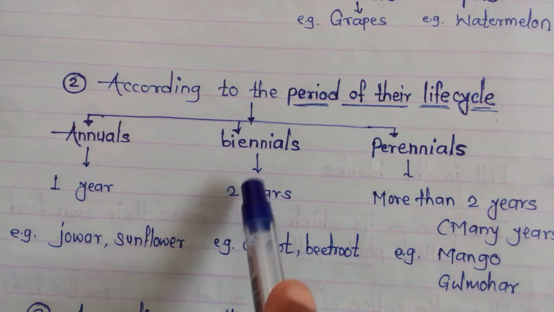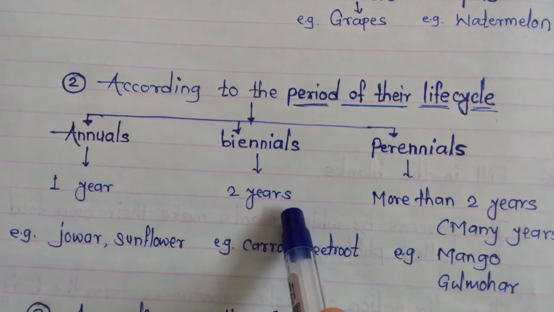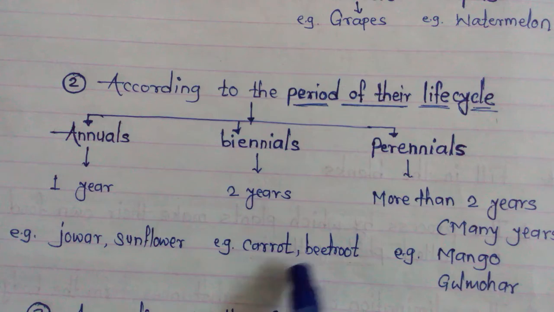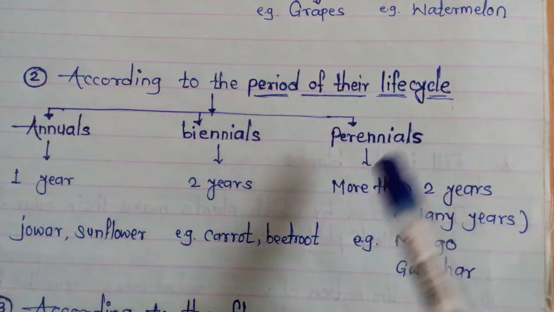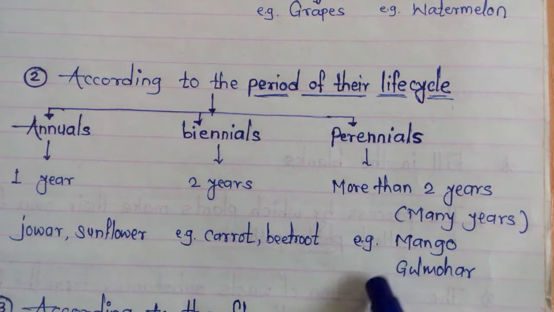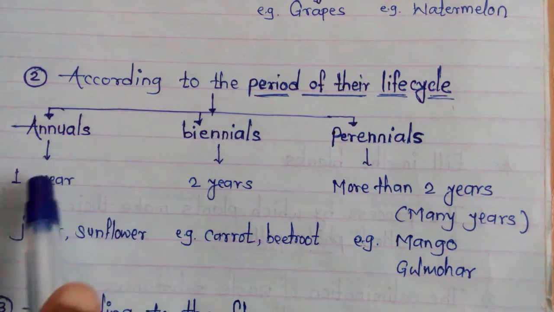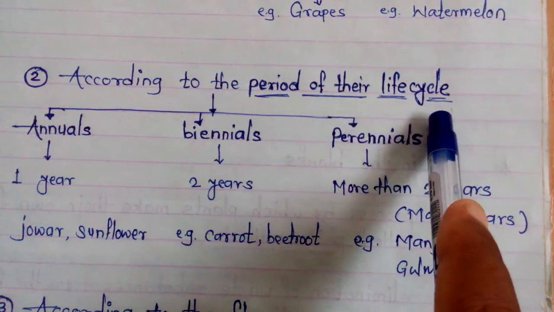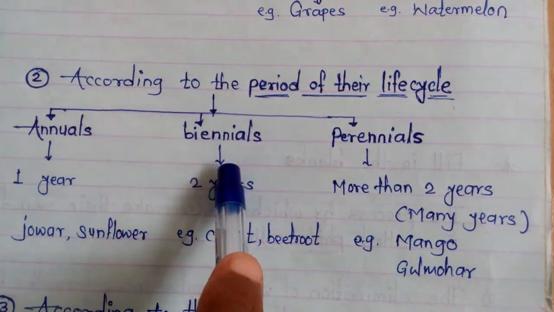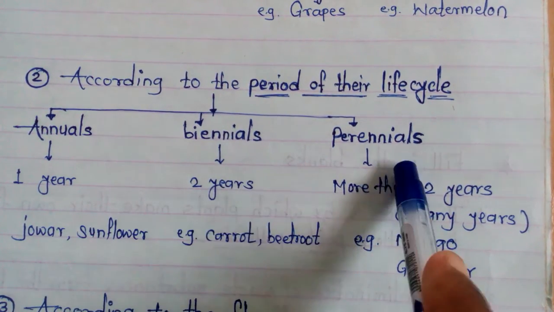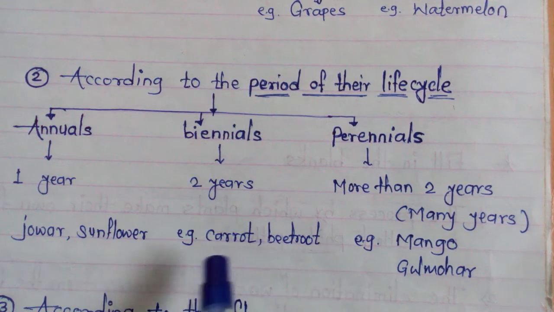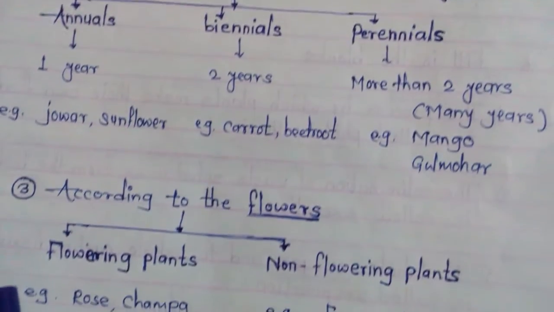Then biennial, bi means 2, meaning these plants live 2 years. The examples are carrot and beetroot. And perennials live more than 2 years, many years. Likewise the mango and gulmohar, the big trees, live many years. Their lifespan is longer. So according to the period of their life cycle, plants are classified into annuals, biennials and perennials. Annuals means 1 year, biennials means 2 years, perennials means many years. Did all of you understand?